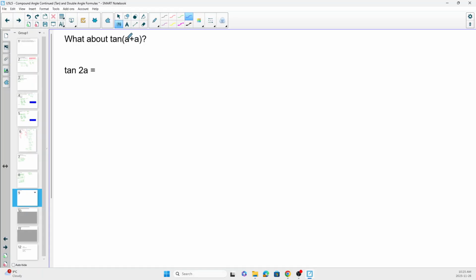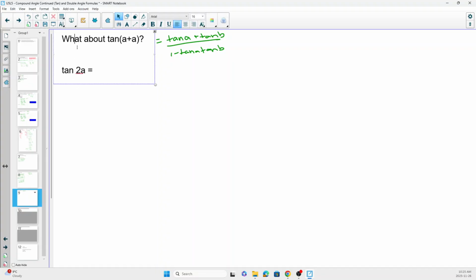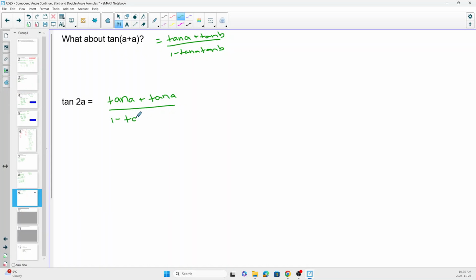So tan 2a is the same as tan(a plus a), so we can use our formula that before was tan a plus tan b divided by 1 minus tan a tan b, but now angle b is going to be angle a. Move this down a little bit. All right, so this is all equal to tan a, that's the first angle because it's going to be a, plus also tan a, divided by 1 minus tan a and tan a.